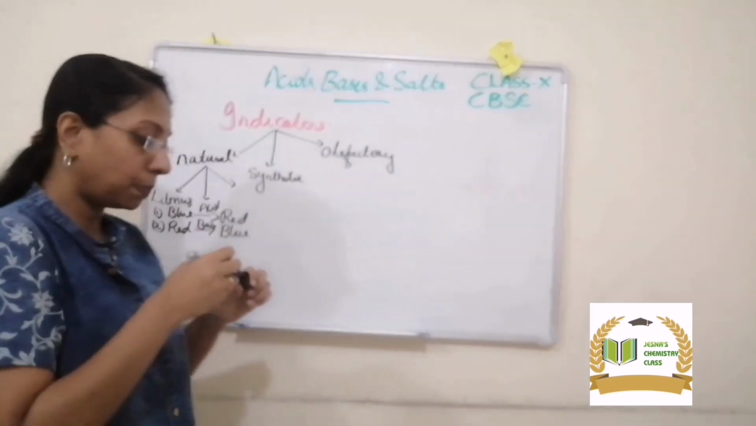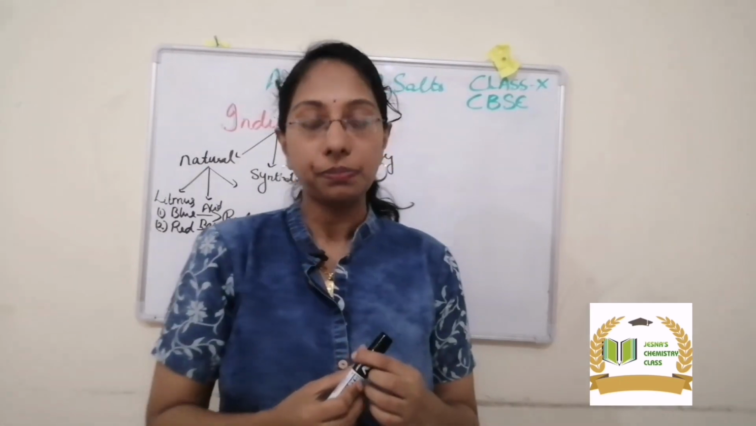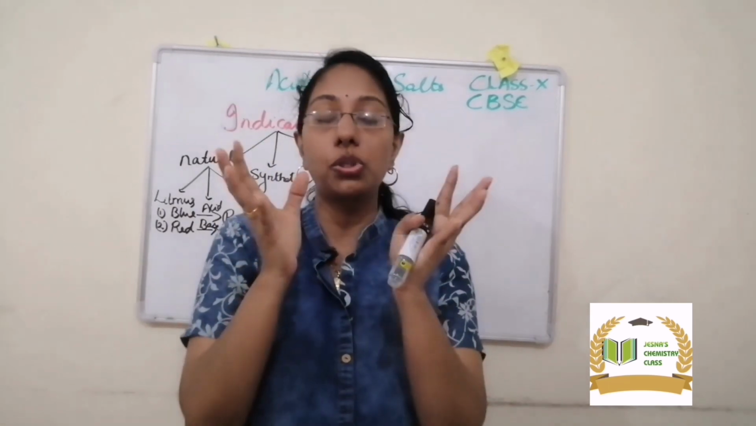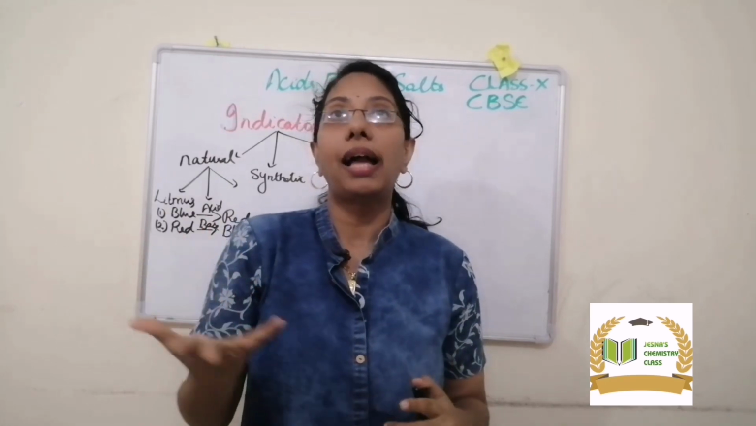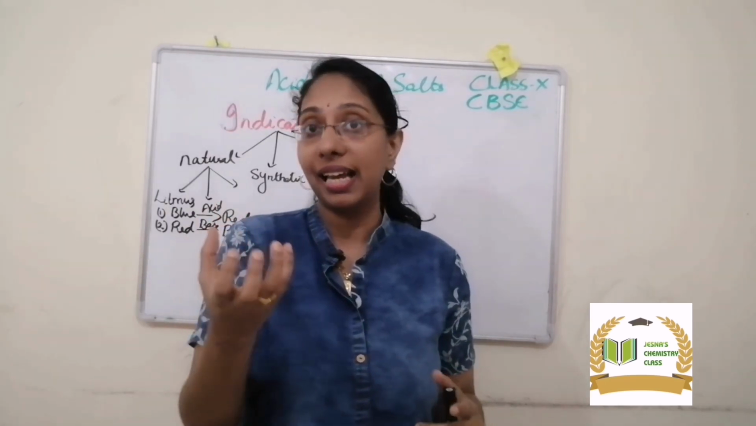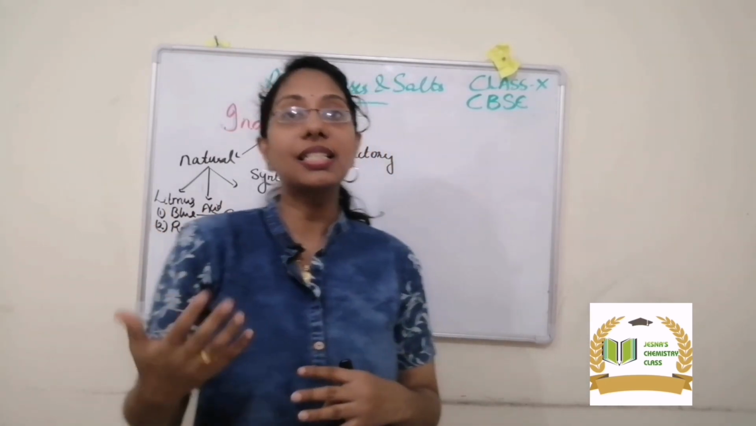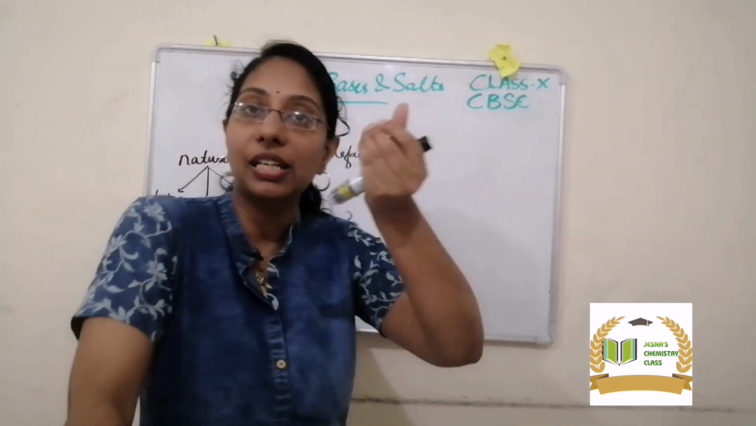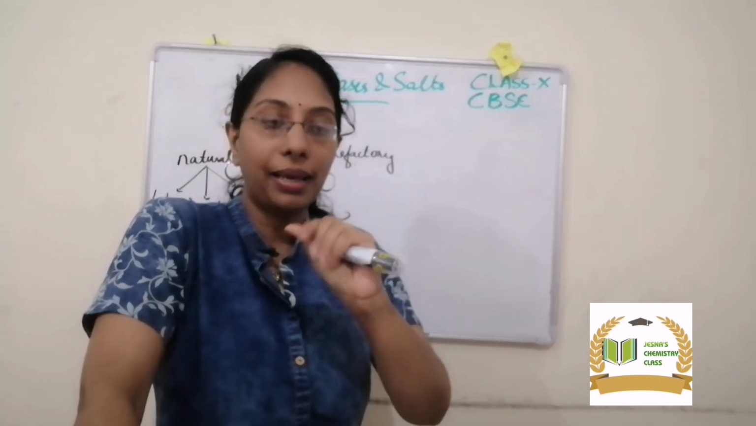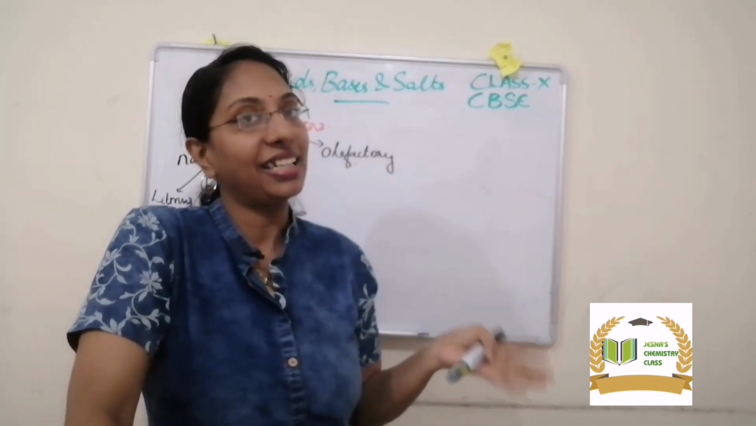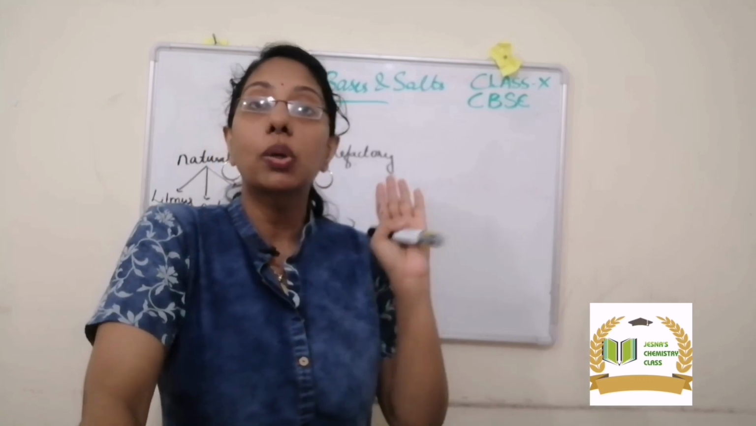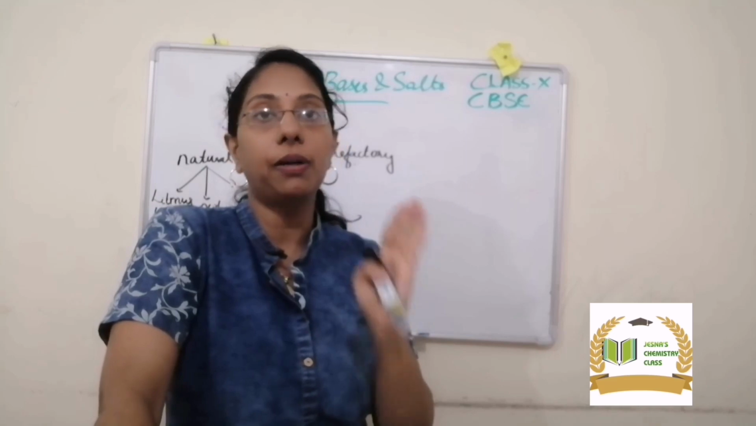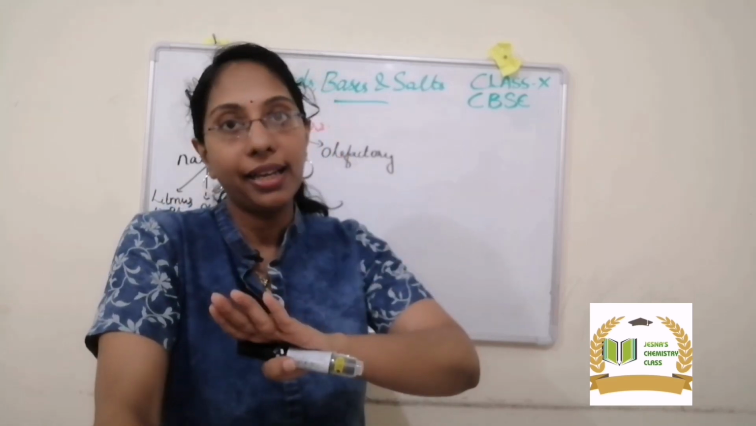This litmus paper is a natural indicator, because we make the litmus solution from a plant, the lichen plant. It is a natural indicator because we get it from a plant called lichen, and from that we get the litmus solution or litmus paper. So litmus is a natural indicator which shows that if a litmus paper changes color from blue to red, then it is an acid.